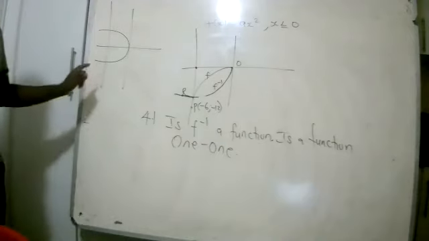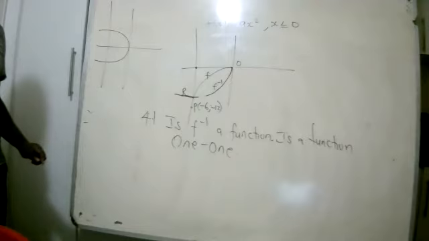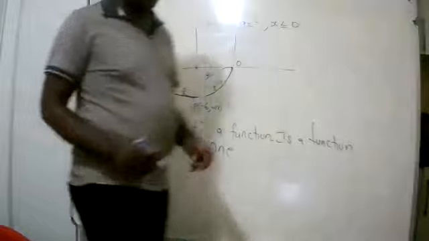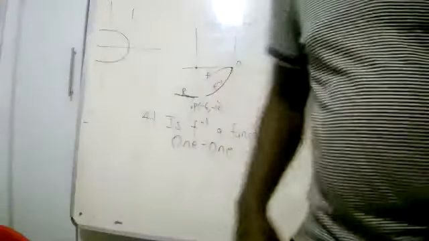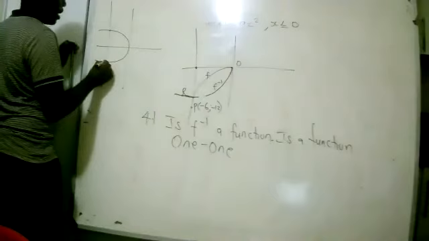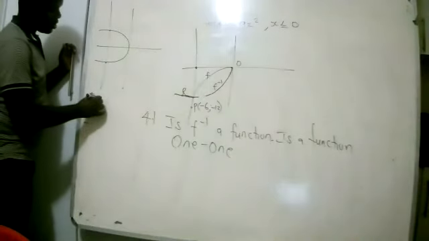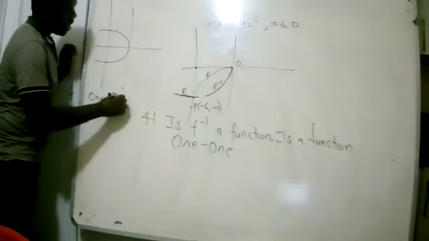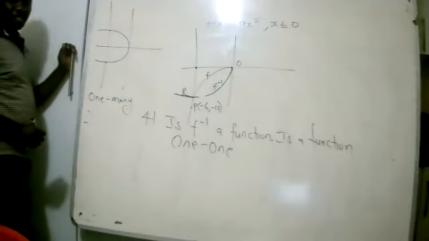Hello, are we together? Can you hear me? No, I did not hear you. What did you say? I said it cuts twice. It cut twice, yes, very true. It cuts here and cuts there. So it means in this case it's 1-to-many, and 1-to-many is not a function.